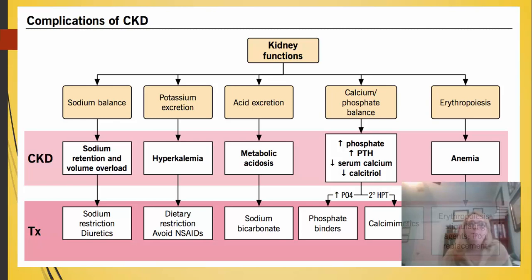In the early stages of chronic kidney disease, they'll be on a thiazide diuretic, and then once they get later on in the disease process, they'll move to a loop diuretic. Usually once the eGFR is 30 or below, they're going to move to a loop diuretic.